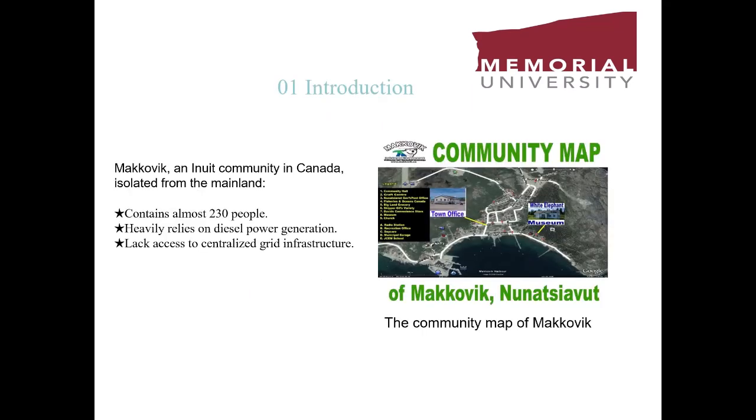For part one, the reason we chose Makkovik is because it is an Inuit community in Canada, isolated from the mainland. It heavily relies on diesel power generation and lacks access to centralized grid infrastructure. You can see on the map that Makkovik is near the sea, and it has almost 230 people.